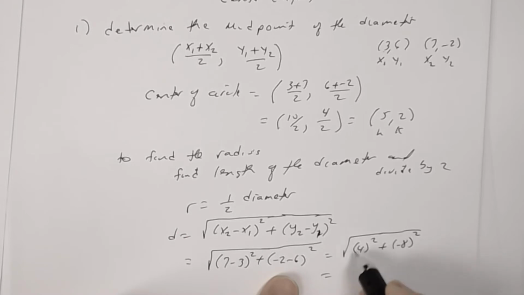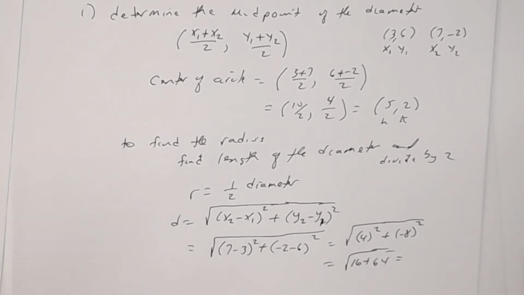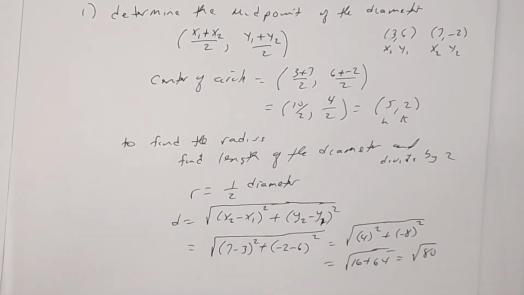So maybe work within the radicand. 4 squared is 16, plus negative 8 squared, negative 8 times negative 8 is a positive 64. And then using your calculator, 16 and 64 should give you 80. The square root of 80. So the length of the diameter is the square root of 80.